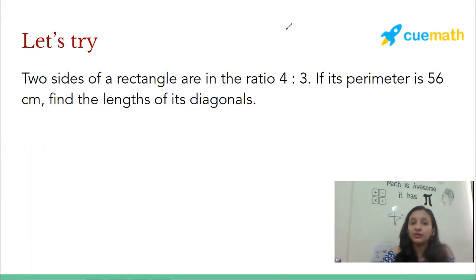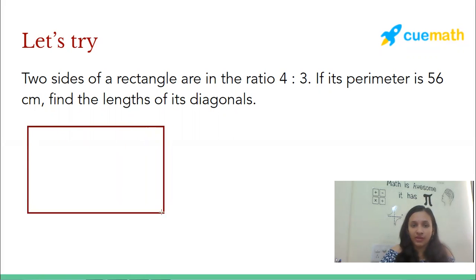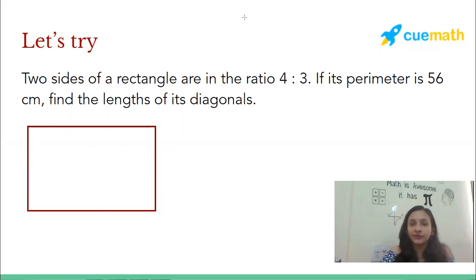So we've already worked on perimeters and areas. I think you all must be aware of it. So you should be able to, I'm drawing a rectangle for you all. Let's also draw a diagonal to it. So this, from one vertex to another vertex, is the diagonal. Okay. Now, whenever you see such word problems, break it into parts and then try solving it. It says 2 sides of a rectangle are in the ratio 4:3.